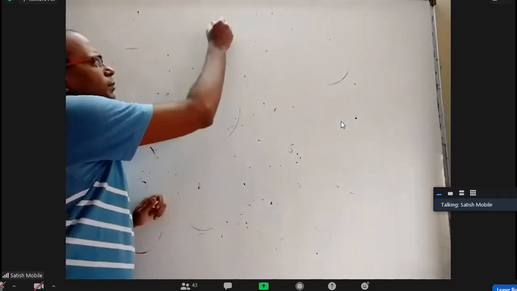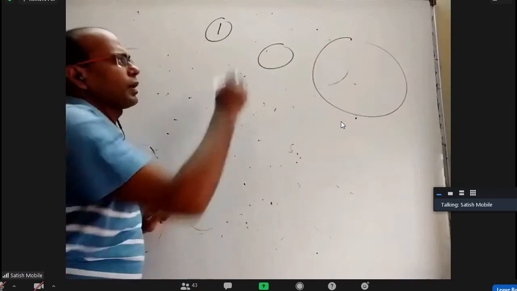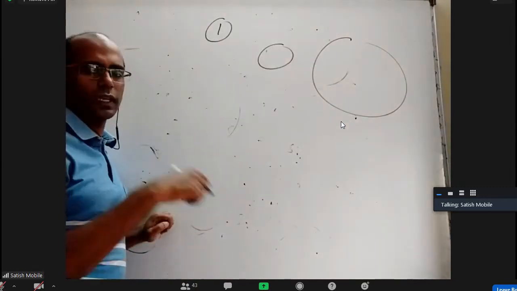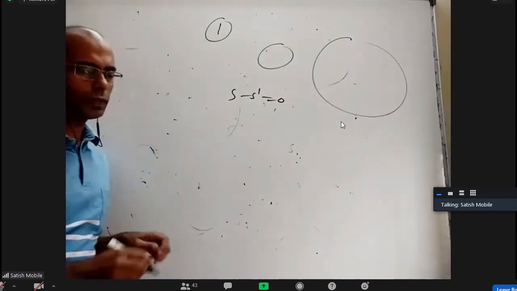Okay, so first point I'm making is, if there are two circles, if there is a point, the power of that with respect to first circle and second circle are equal. The locus of that point is a line. That line is called radical axis, and its formula is s minus s dash equal to 0.